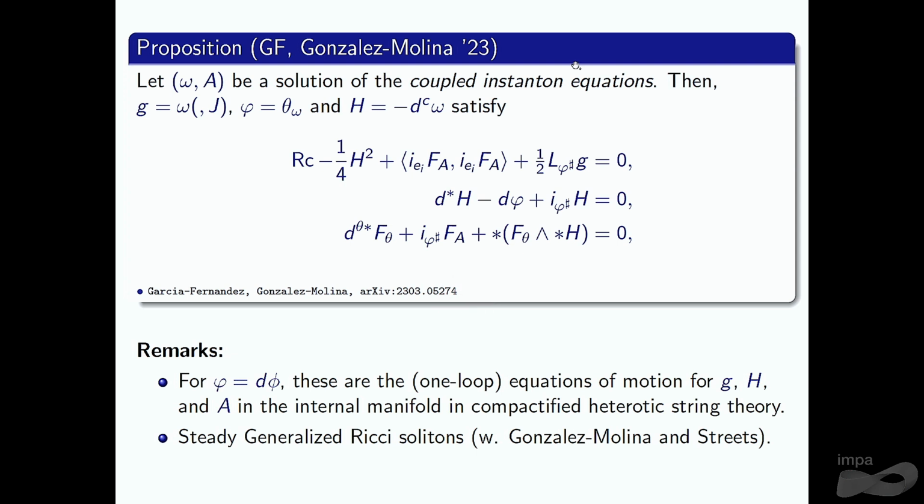Let me not go into the details, but this is like a generalization of the Einstein equations coupled with Yang-Mills, where you have torsion. And actually, when the Lie form is exact, they are the equations of motion in heterotic supergravity. Okay, so this is a very nice interpretation in terms of physics. And on the other hand, they are also steady generalized Ricci solitons for a suitable version of generalized Ricci flow that we are currently studying in work with González Molina here and Jeff Streets.